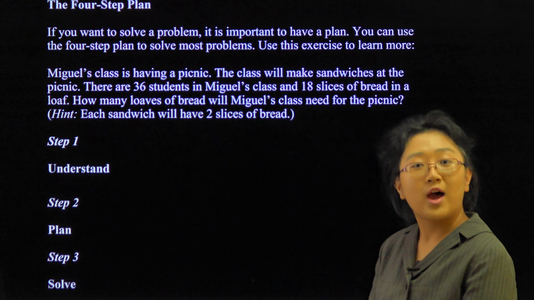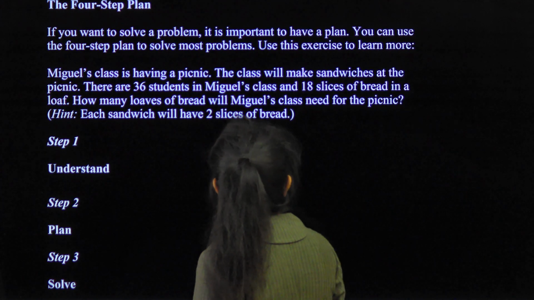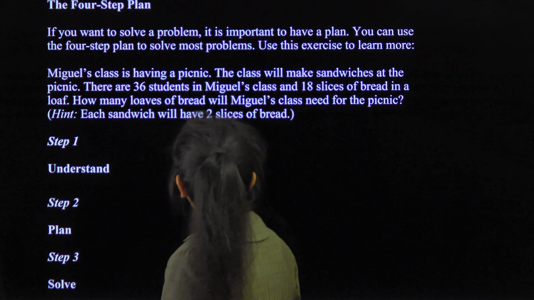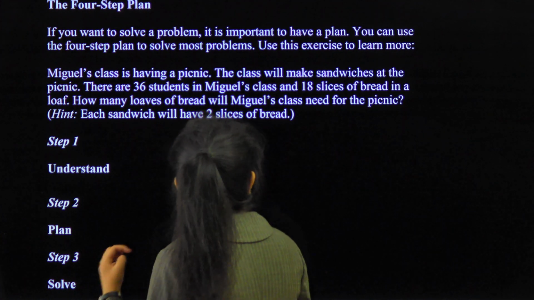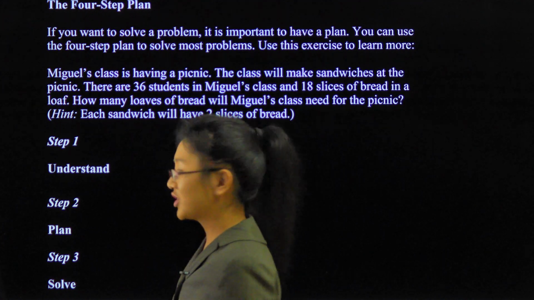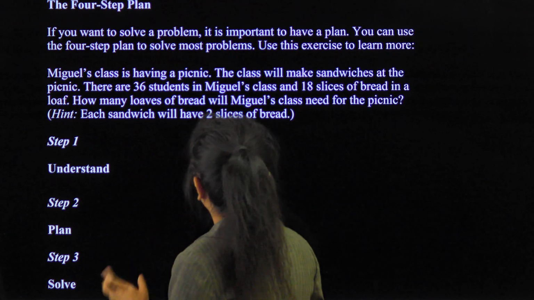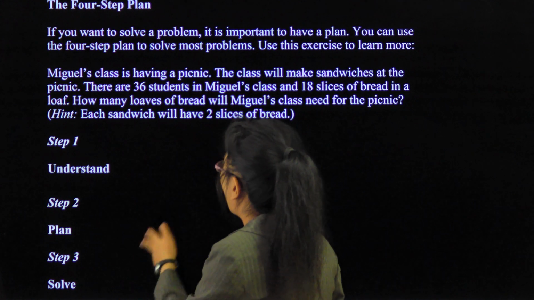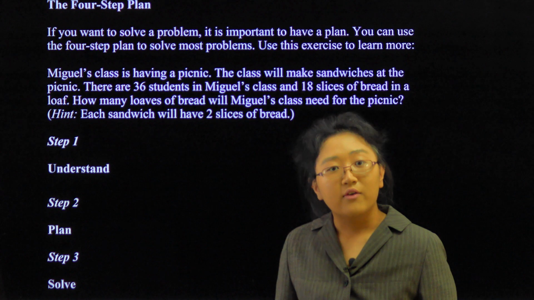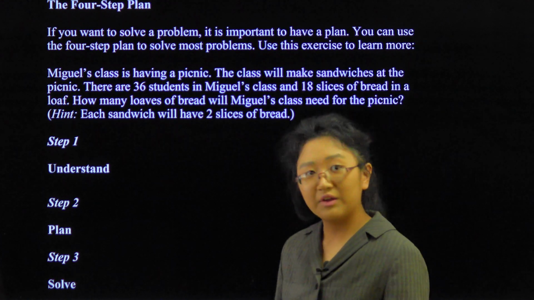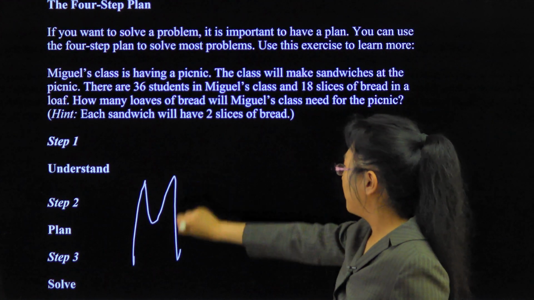Understand. What do we know? What do we need to find out? So there's 36 students in the class, 18 slices of bread in a loaf. And each sandwich needs 2 slices of bread. And assuming that the teacher just doesn't eat a sandwich, that's all that we need to know. What do we have to find out? How many loaves of bread will the class need for the picnic? Step 2, plan. The best plan in a math class is always math.